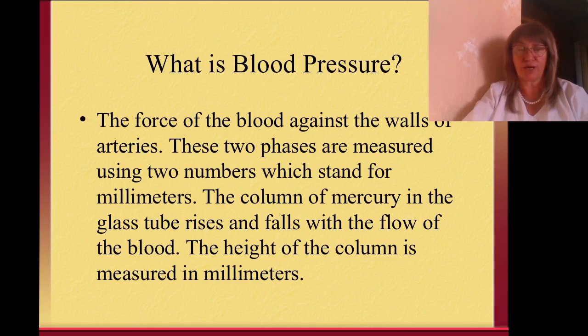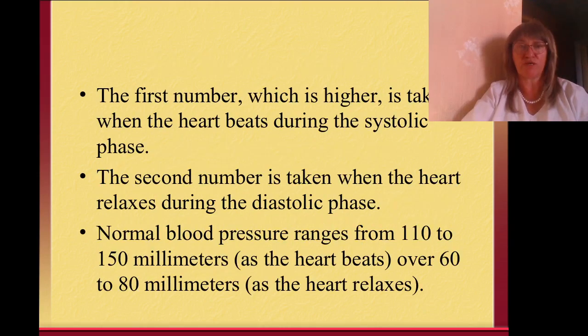What is blood pressure? The force of the blood against the walls of the arteries. These two phases are measured using two numbers, which stand for millimeters of mercury. The column of mercury in the glass tube rises and falls with the flow of the blood. The height of the column is measured in millimeters. The first number, which is higher, is taken when the heart beats, during the systolic phase. The second number is taken when the heart relaxes, during the diastolic phase.